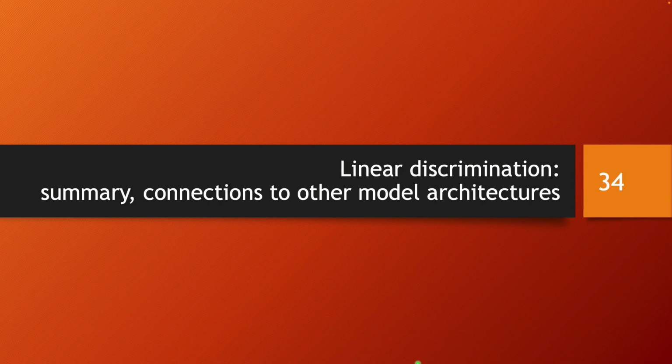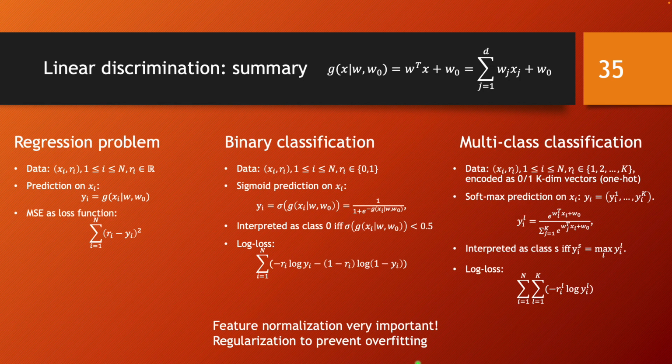I will summarize in this video the idea of the linear discrimination models, and I'm going to discuss connections to other well-known model architectures. So overall, in linear discrimination models, what you do is you are looking for a hyperplane defined by a weighted combination of the features. So your discriminator has this linear form. In other words, this is a sum of the feature values in your data points weighted by some parameter vector. And you can use that both for regression problems as well as for classification problems.